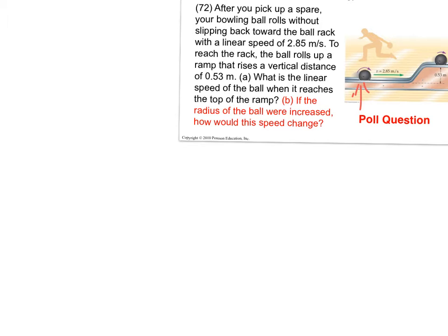All right, so the question is, part A, what is the linear speed of the ball when it reaches the top of the ramp? Now, this is an object that is rolling, and if it's rolling, friction doesn't do any work, and mechanical energy will be conserved. So you use conservation of mechanical energy to solve the problem, okay? And that means, once again, you write down U initial plus K initial is U final plus K final. Okay, that's what conservation of mechanical energy means.